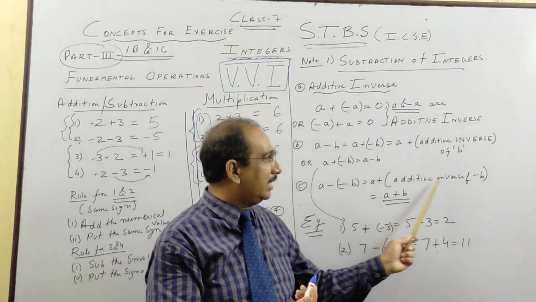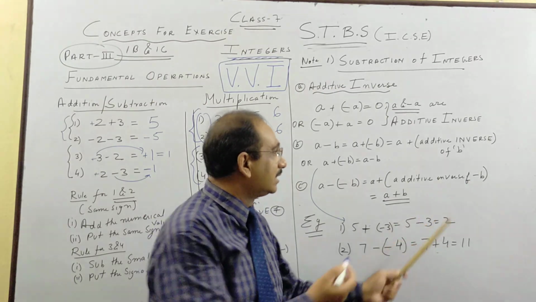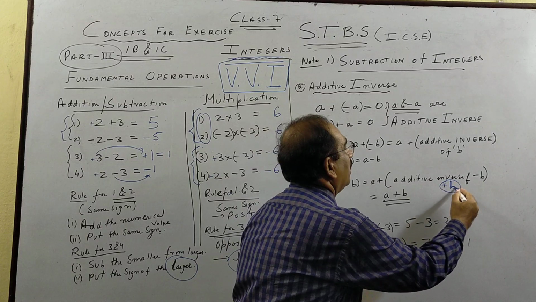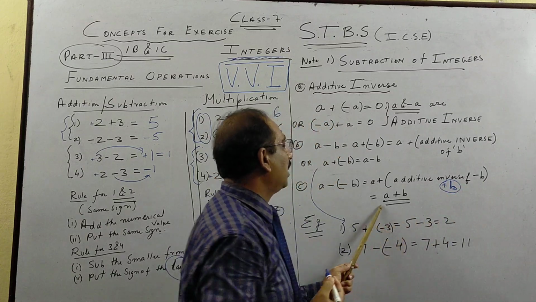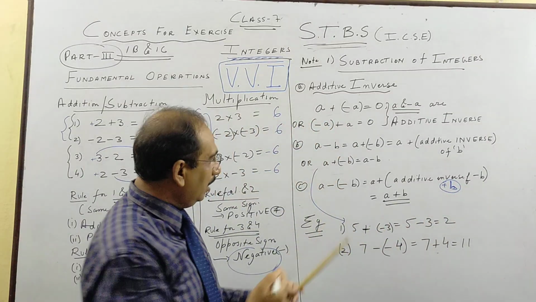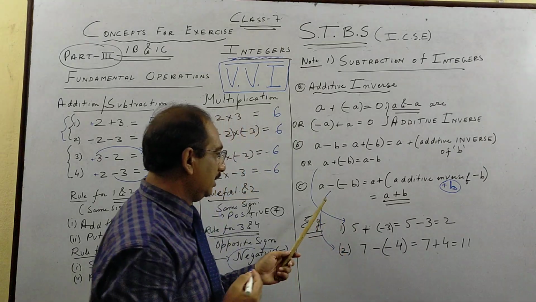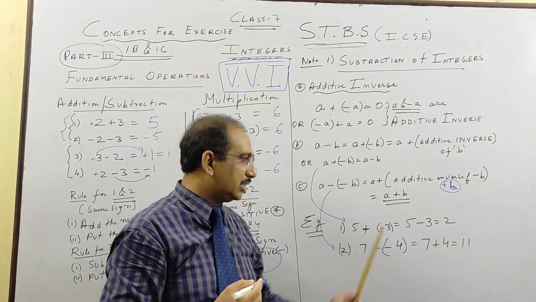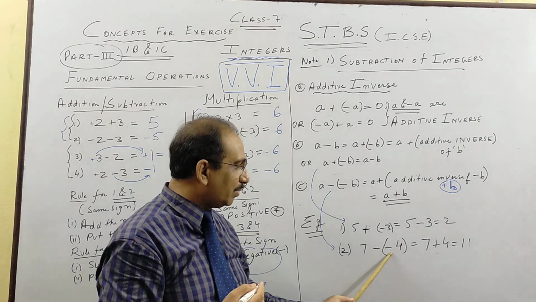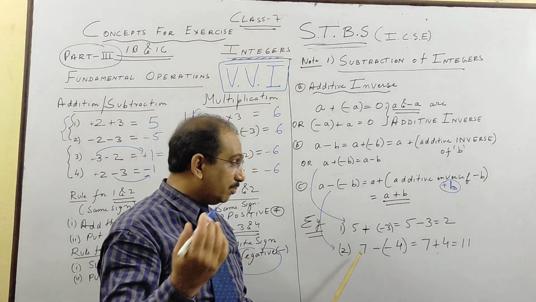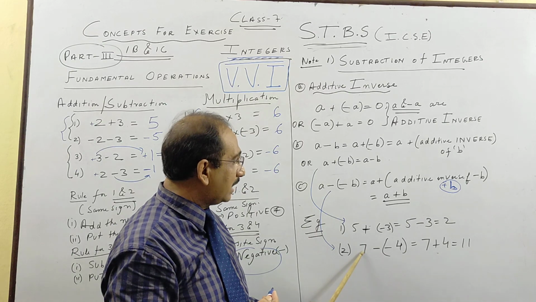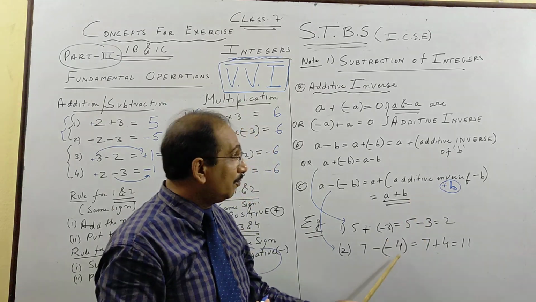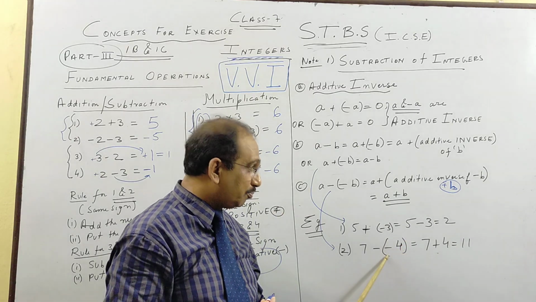So A plus additive inverse of minus B. This is nothing but plus B, children. So this finally becomes A plus B. Here is the example for this. A minus minus B is A plus B. If you go by mathematical logic, it will be 7 plus additive inverse of your minus 4, which is plus 4.